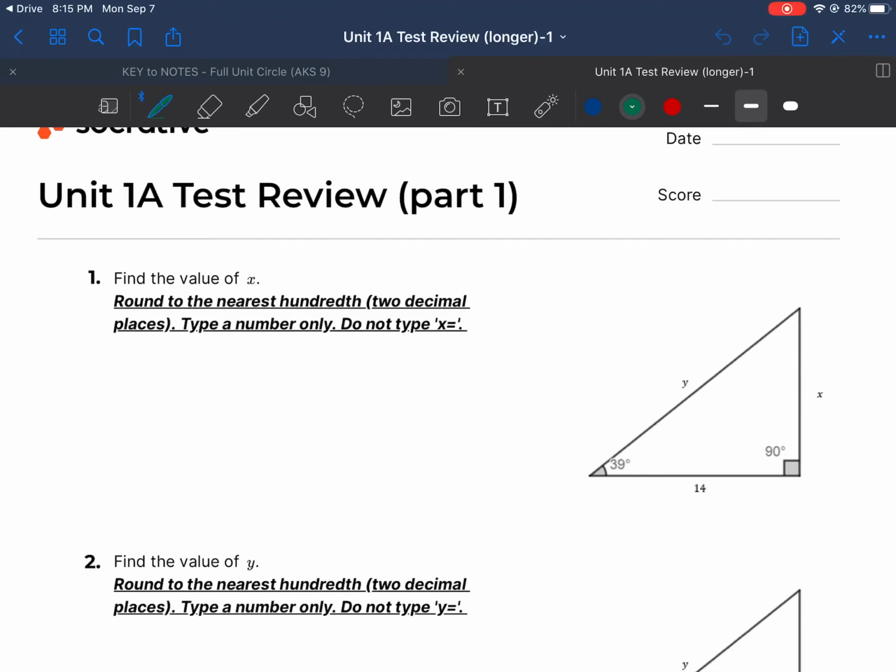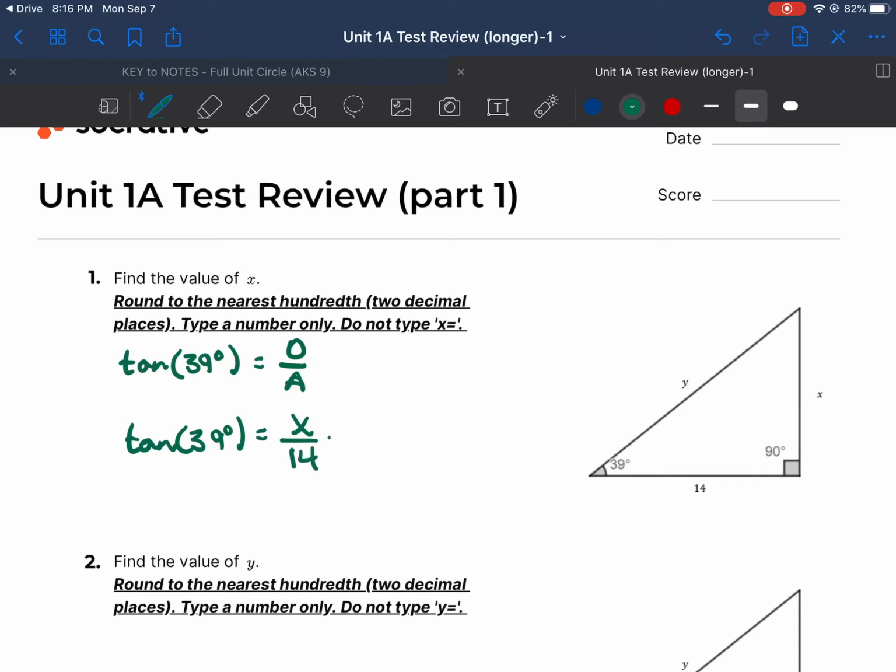So notice that x is the side opposite of the 39-degree angle. So when we think about our trig functions, we know that if we have the opposite side and the adjacent side, since 14 is adjacent to the 39-degree angle, we're going to use the tangent function. So let's set up our ratio as the tangent of 39 degrees is equal to the opposite over the adjacent, which tells us that the tangent of 39 degrees is equal to x over 14.